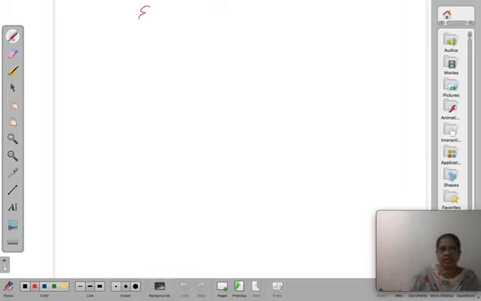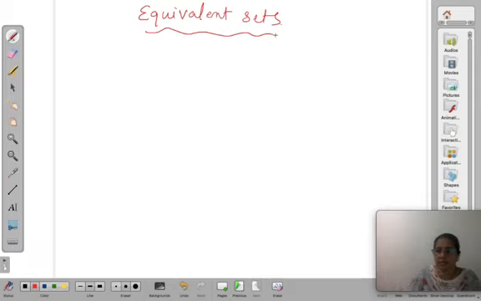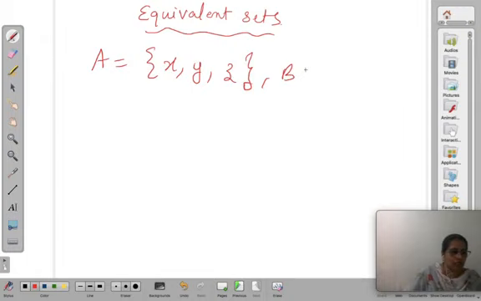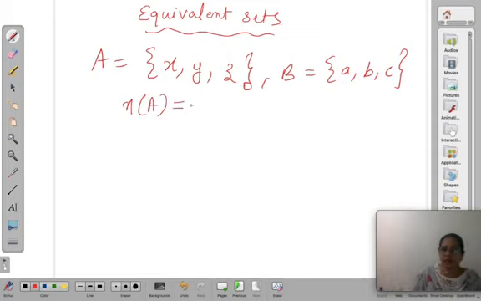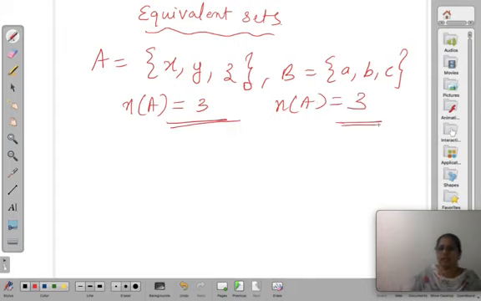Next one, equivalent sets. Equal and equivalent are different. Equivalent sets: here the number of members is the same, but the members are different. For example, if A is equal to the set {X, Y, Z} and B is equal to the set {A, B, C}, here the cardinal number is 3. So the number of elements in these sets is equal, so they are equivalent but they are not equal. That is the difference. Write it.